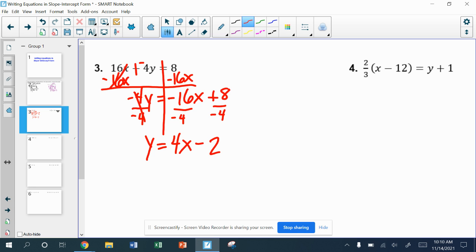Number 4, distributing again with a fraction. I know that that worries some people. I also notice that the y is on the right-hand side of the equal sign. No big deal. We'll flip that around at the very end. When I do my distribution here, I'm going to have a 2/3 x minus, you can do this on your calculator, 2/3 times 12. Or you can say, well, what's 1/3 of 12? That'd be 12 divided by 3, which is 4. So 2/3 would be 8.